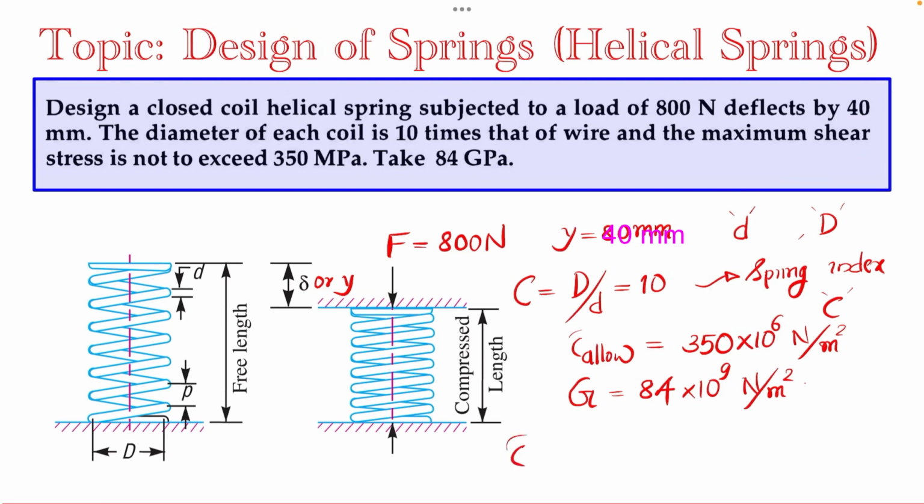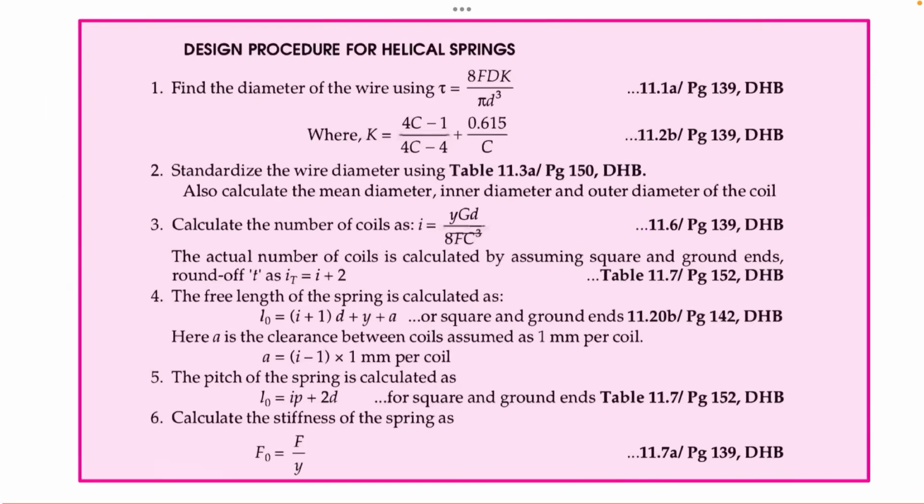We already know that under the action of this force, shear stress will be produced in the spring material, and we have seen the expression: 8FD divided by pi d cube, into a correction factor K that considers the combined and curvature effects, which is known as Wahl's shear stress factor. I will be showing you this equation in the data book. So this is the design procedure.